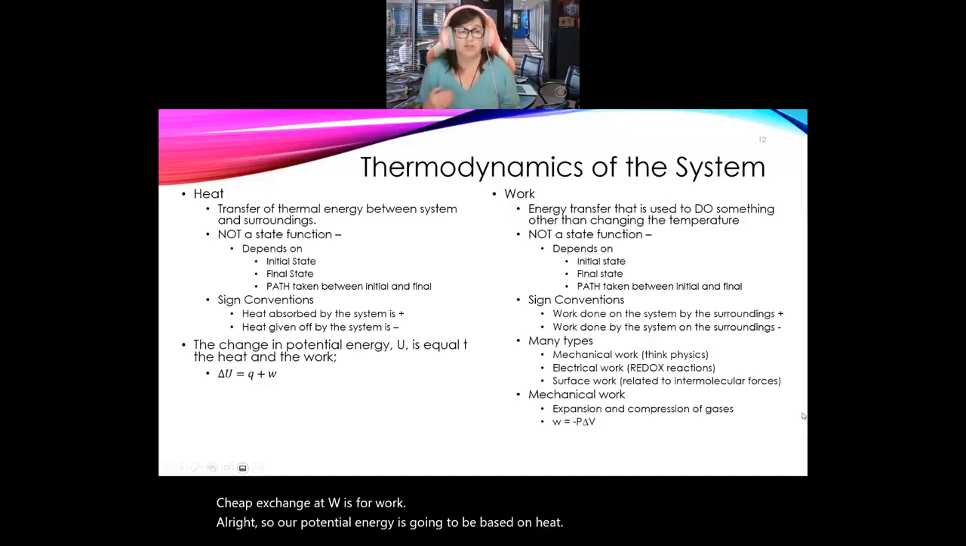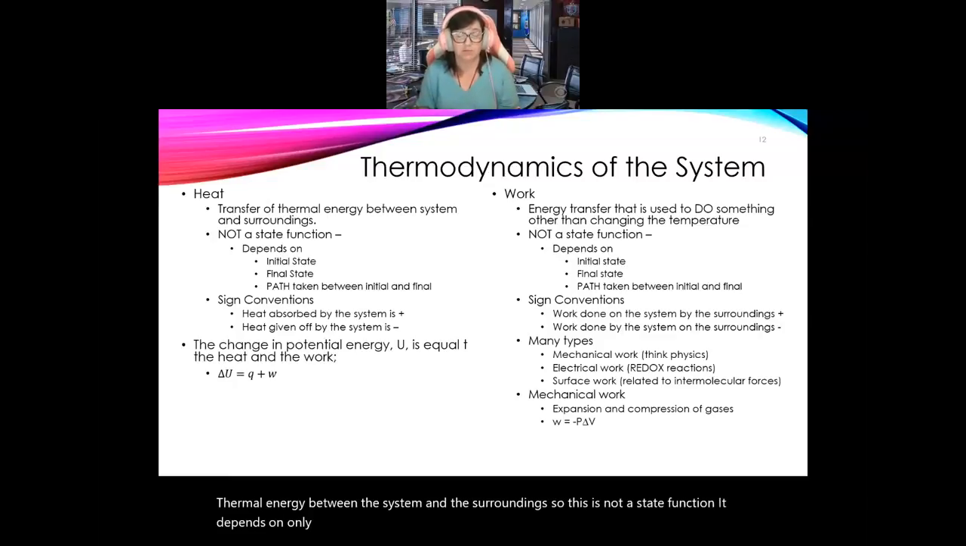Heat: transfer of thermal energy between the system and the surroundings. So this is not a state function. It depends not only on the initial state and the final state, but also the path that's taken between the two of them.